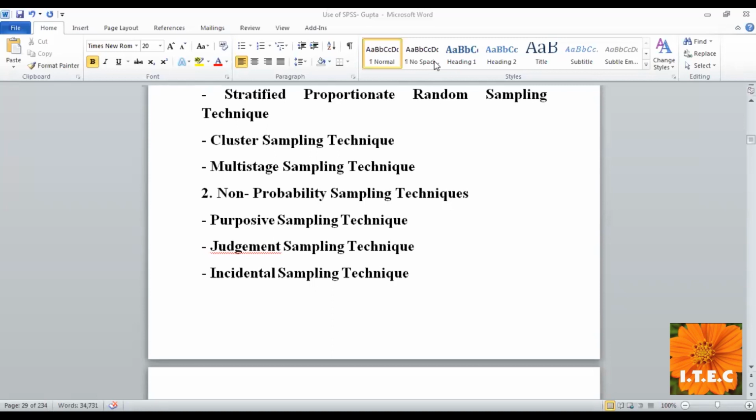You can use them interchangeably. Yes, some people write technique, some people write method, it doesn't make a difference. Rawat, what is the meaning of your answer? If the frame is available, what will happen?